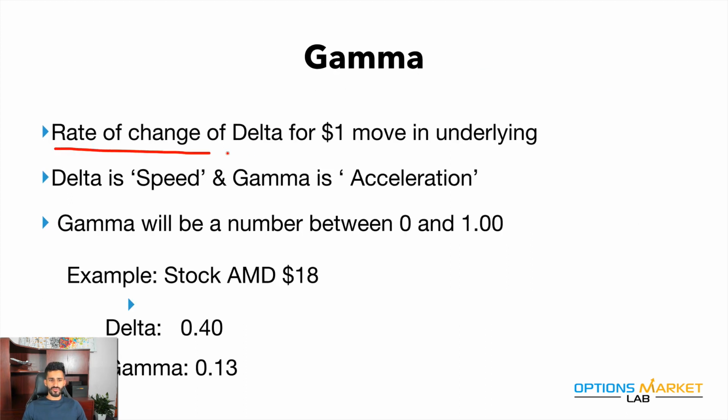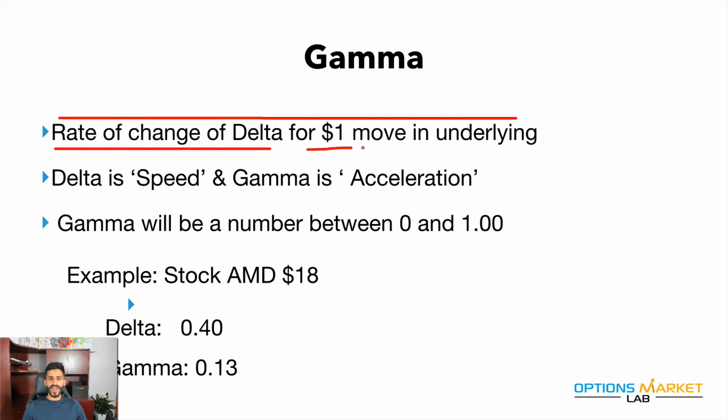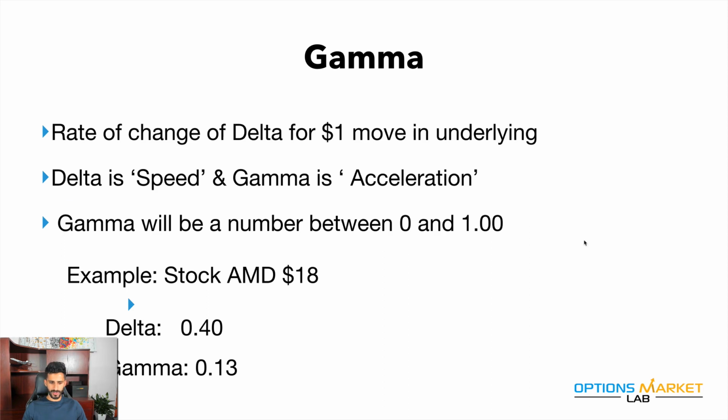So gamma is the rate of change of delta for every $1 move in the underlying. So once again, gamma is the rate of change for every $1 move in the underlying stock, right? Delta is speed and gamma is acceleration, okay? Gamma will be a number between 0 and 1, right? So let me show you guys an example.